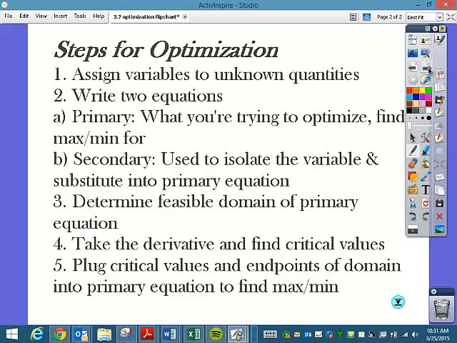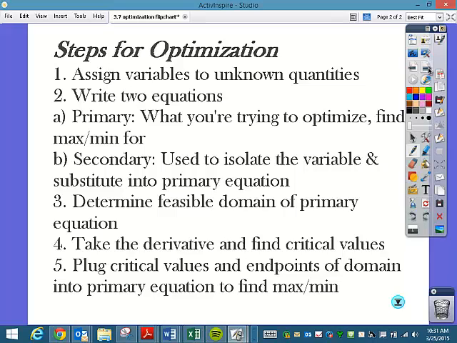Usually it's things like distances and amounts of time that can't be negative. And like in our last example, we could restrict the surface area a little bit. So determine your feasible domain. Then, remember, we're trying to maximize or minimize something, so we have to find critical values. You take the derivative of your primary equation, set it equal to 0, and check where your derivative is undefined to find your critical values.